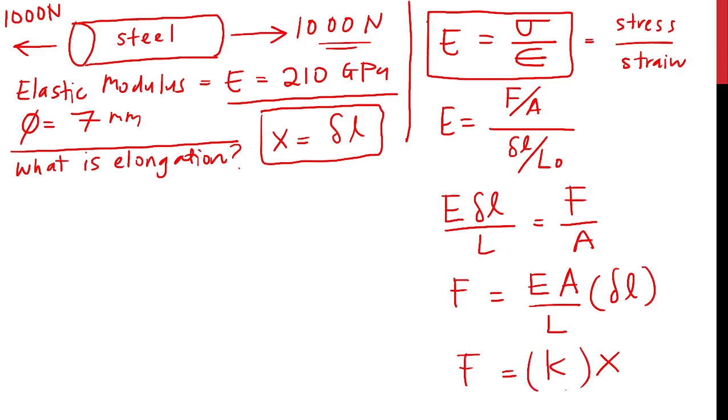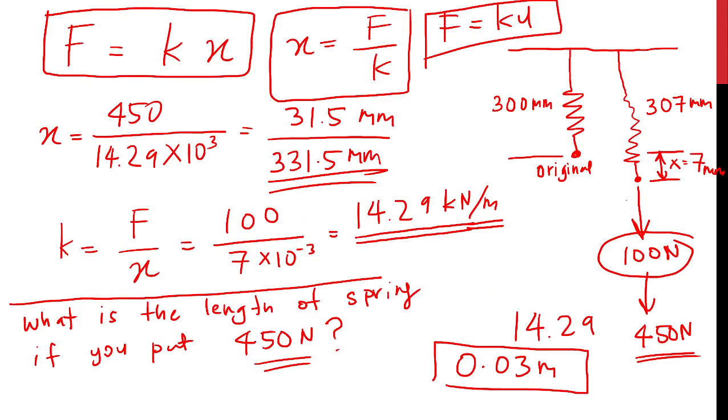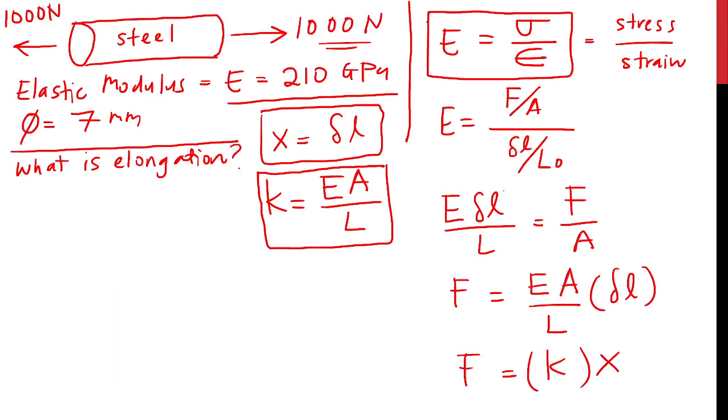Did you notice? What is K? Yes, the stiffness equals EA over L. So with the earlier spring problem, we already knew K. Now, with a problem like this, we can simplify it as a spring too, even though it is a rod. It has a stiffness K.